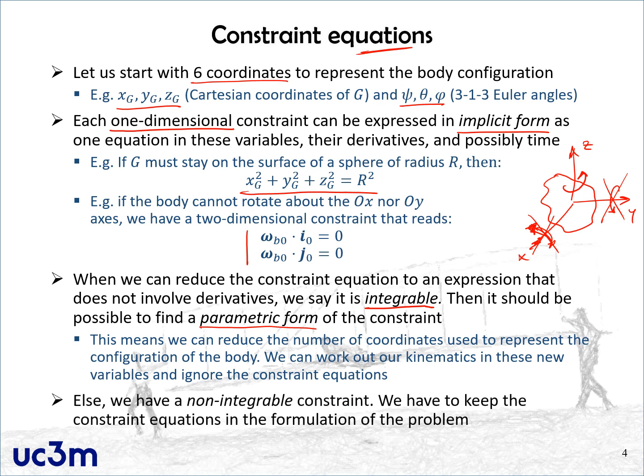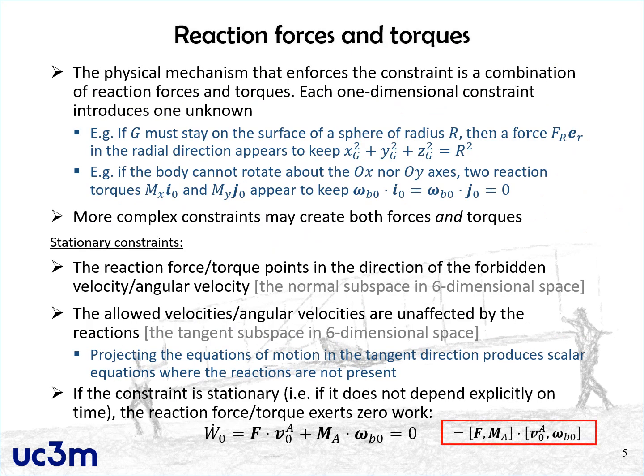When this doesn't happen, we have a non-integrable constraint. That's fine. That means that we have to keep the equation of the constraint with us. We cannot reduce the number of coordinates, and at some point we will use the constraint equation to relate the derivatives of our coordinates. Okay, so let's move on to the concept of reactions.